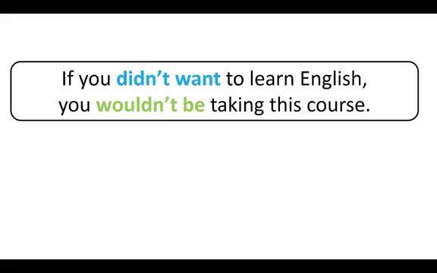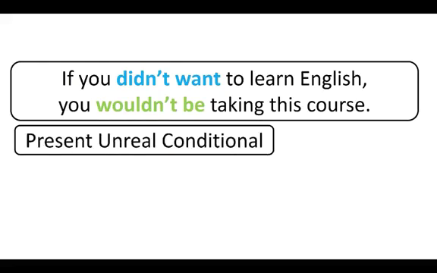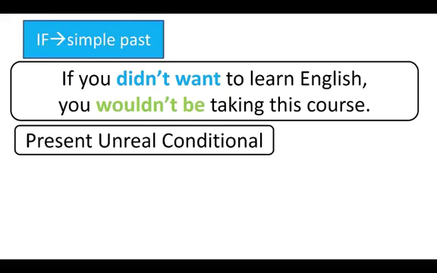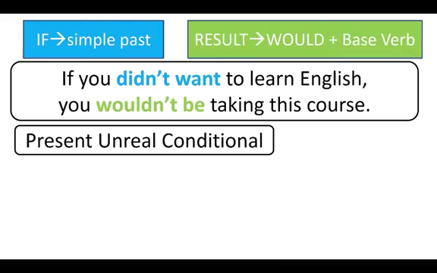Past unreal conditionals. You may remember this grammar from a previous lesson. If you didn't want to learn English, you wouldn't be taking this course. This is the present unreal conditional because it imagines a situation that is happening in the present. We know this because it uses the simple past in the if clause, and in the result clause, we find would and the base verb.